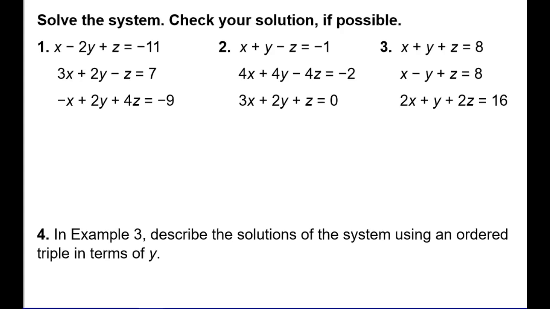Okay, so here's your first monitoring progress. The big thing I want you to look at in these is definitely try and solve one or two of them, but try and figure out which ones would you solve first. What two equations would you use first to try and get rid of your variables?